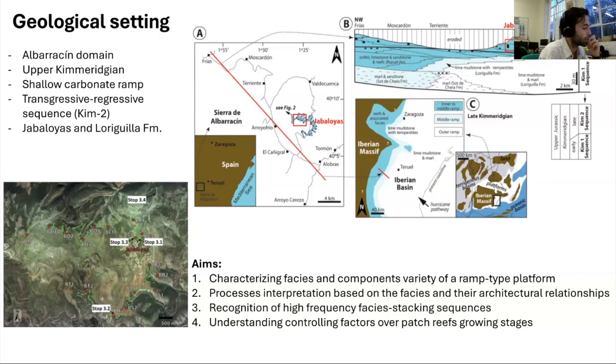Then we also tried to understand what the depositional processes were that led to these architectures. And finally, we undertook a small exercise to recognize high-frequency sequences in the stacking patterns and what factors are controlling these reef growing stages.